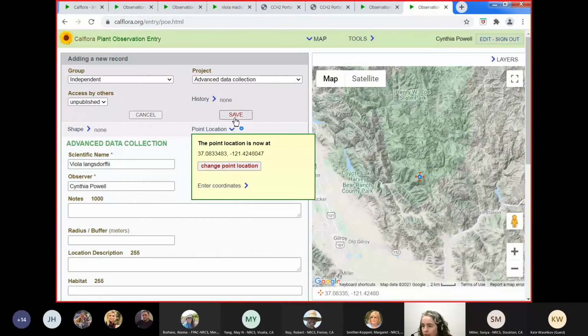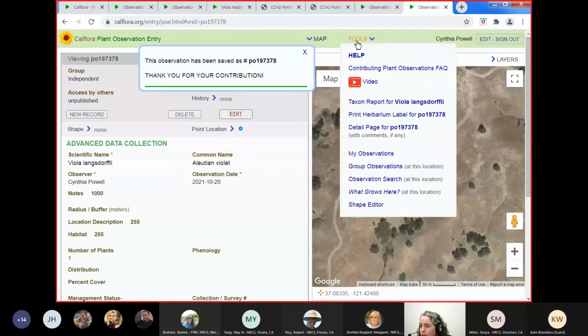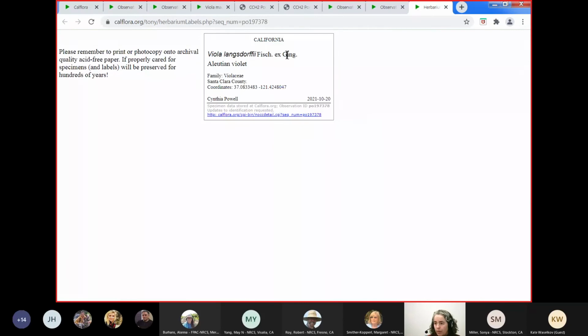here, save it. And now under tools, you can print an herbarium label. If I had a specimen, which I don't, if I'd actually seen the species, which I didn't, but as an example, if you were out in the field, and a lot of Calflora users are contributors to different herbaria, then you could print this label and submit it with your specimen. And it includes the coordinates, the county, the family, the scientific name and authors, common name, the date, and then Kate would take it from there, or her team, depending on where you were submitting it.